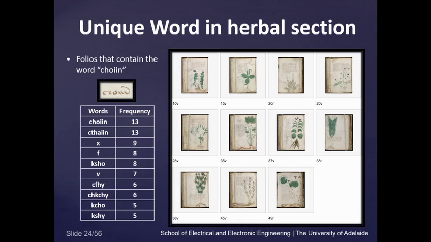We also worked out the most frequent unique words in each section, and this is an example in the herbal section. You can see the table, they are all the unique words in that section. We choose the most frequent word. This one, CHON. This is the original one in the Voynich. And this picture shows all the folios which contain this word. Our idea is they all contain this word and they all have an illustration.